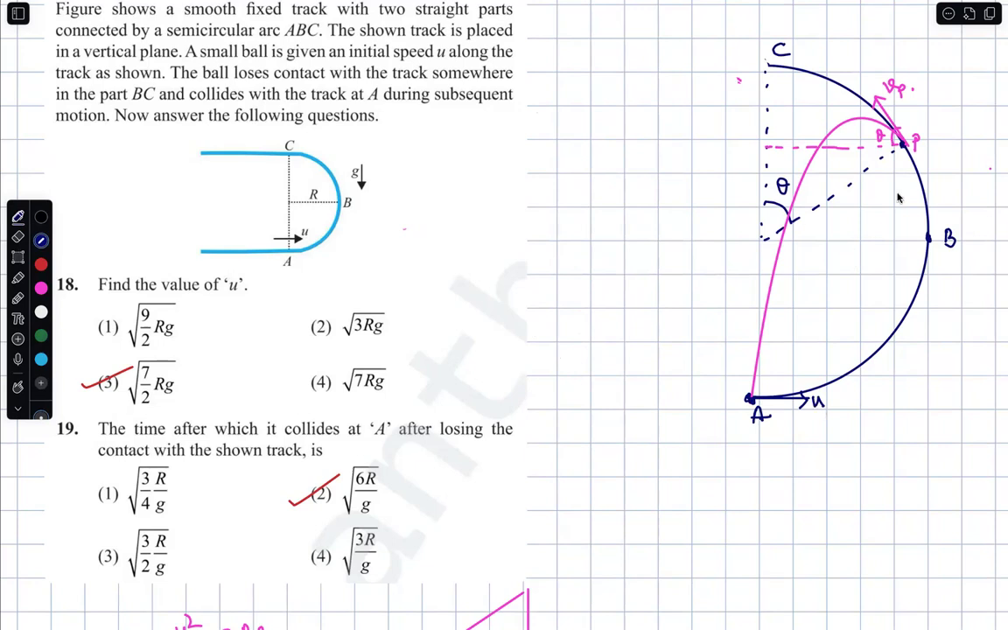Right. Now the question is, this is a parabolic path, you know. That is purely a parabolic path. Now at this point, y is equal to tan theta x minus g by 2 u square cos square theta x square. Equation 1.